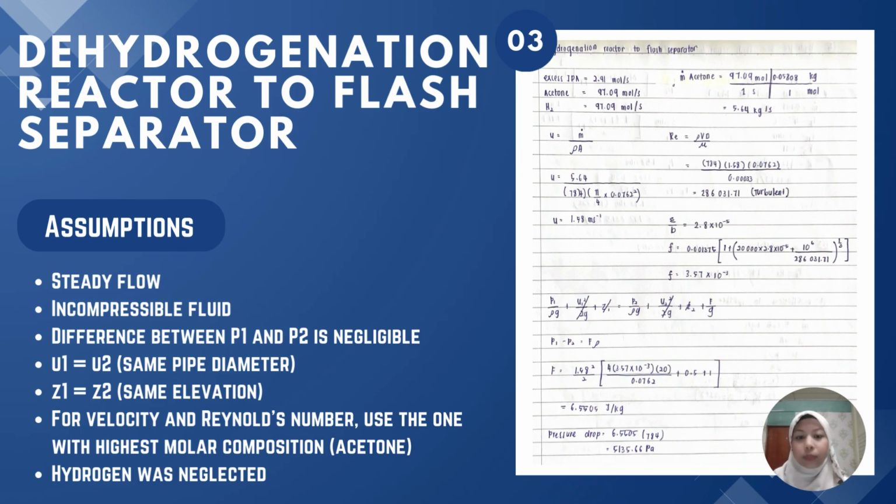Then using the Moody's diagram or the formula, we can get the friction factor 3.57 times 10 to the power of negative 3. Then for the last step, we need to find the pressure drop by using the energy balance equation, where we can cancel out the U1, U2, Z1, and Z2. That leaves us with P1 minus P2 equals friction loss times density. Then we will get the pressure drop of 5,135.66 Pascal.